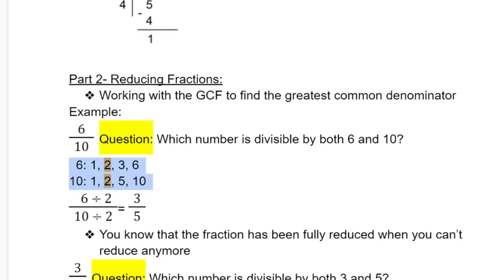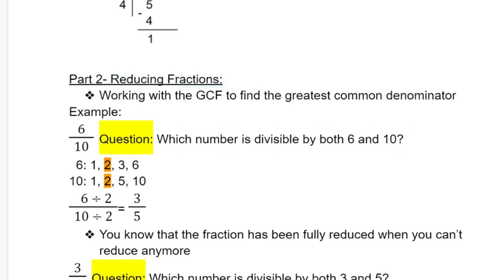So for 6, it's 1 times 6, 2 times 3, and that's pretty much it for 6. For 10, it's 1 times 10, 2 times 5, and there are no more numbers. If we look at these two sets, we can see that 2 repeats for 6 and 10. So that means that 2 is a number that is divisible by both 6 and 10. So that's what we're going to reduce the fraction with.